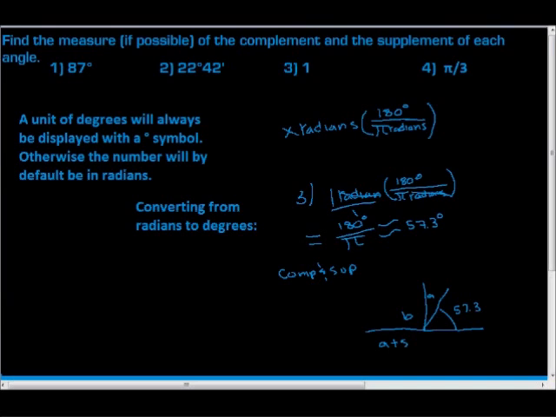So A plus our 57.3 equals 90 degrees, because that's the total that can be in a right angle. And so we subtract the 57.3 from 90, and if we use our calculator, we get A equals 32.7 degrees. So that would be our complementary angle.